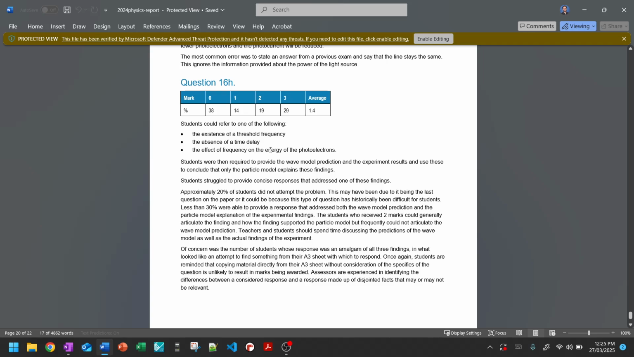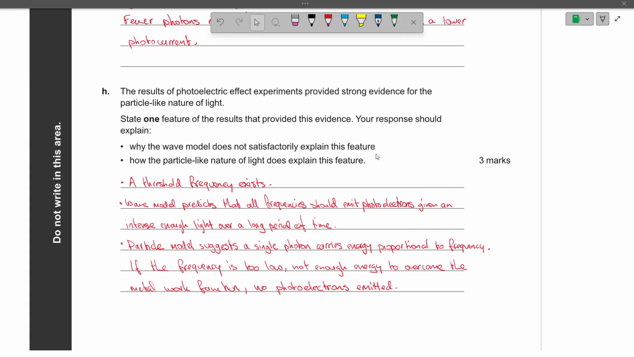And the effect of frequency on the energy of the photoelectrons. So if you've ejected photoelectrons, then if you increase the frequency, what's going to happen to the stopping voltage? Why should changing the frequency have any effect on the stopping voltage at all? Okay, so those are the other two things that you could talk about. I'm not going to go on about them here. We've done the exam, and there you go.